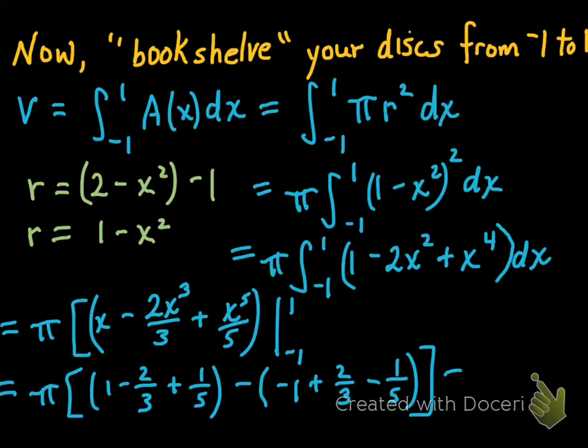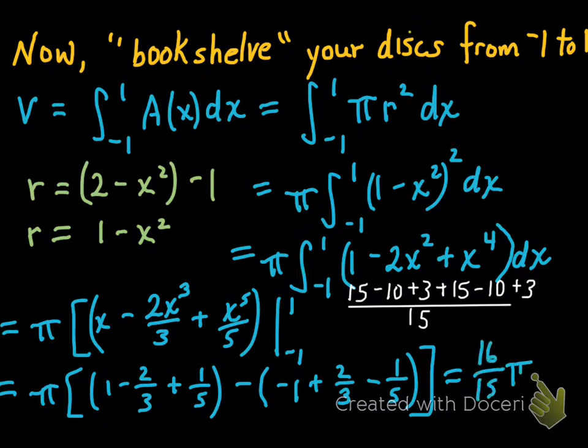You should get an answer here that's equal to, okay, so we've got a common denominator of 15 all the way across the board. And you can see I've got 6 terms up there, so I took the whole entire quantity inside the bracket, put it all over 15, did the math this way to get my final answer, 16 over 15 pi units cubed. This is a volume, so I have to make sure I'm in cubic units.